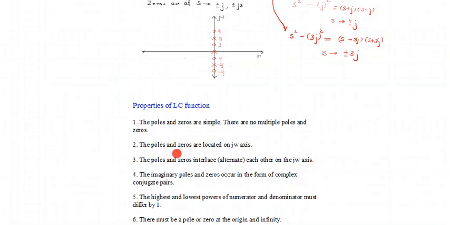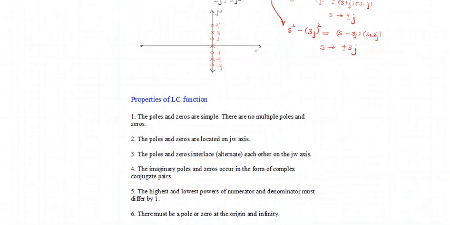Right? The imaginary poles and zeros occur in complex conjugate pairs. So you could see here each and every pole or zero appears in a complex conjugate pair. So if there is a pole at 3j, there is also a pole at minus 3j. If there is a zero at j, there is also a zero at minus j. So all these poles and zeros appear in complex conjugate pairs.